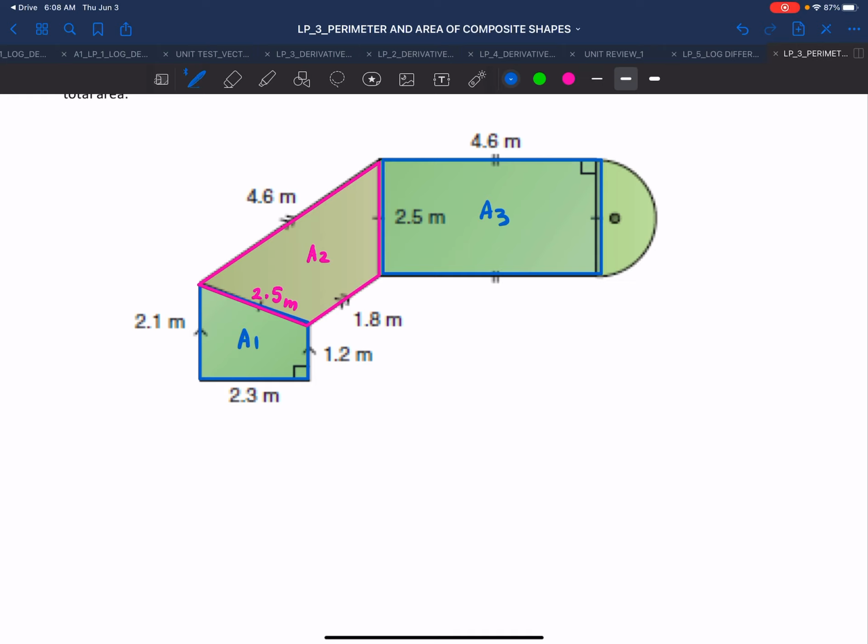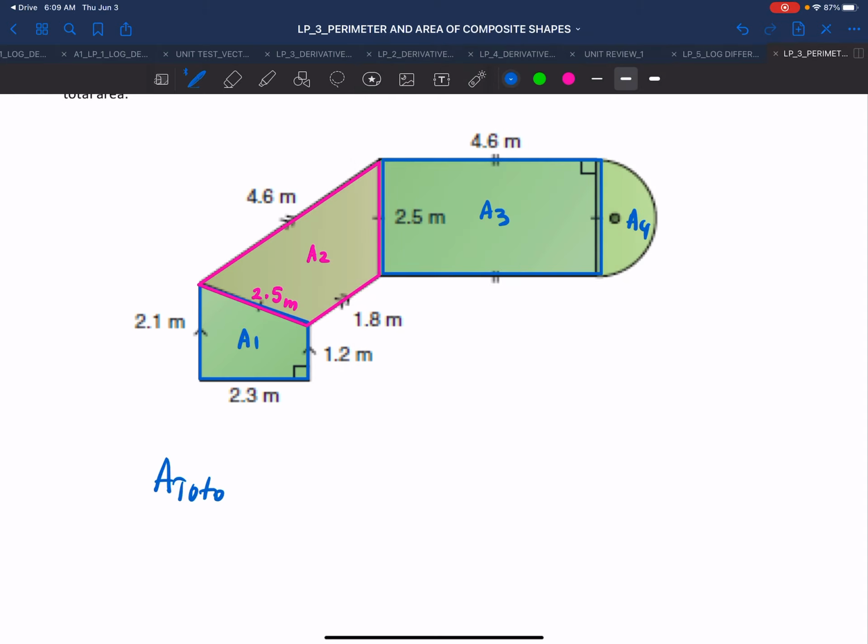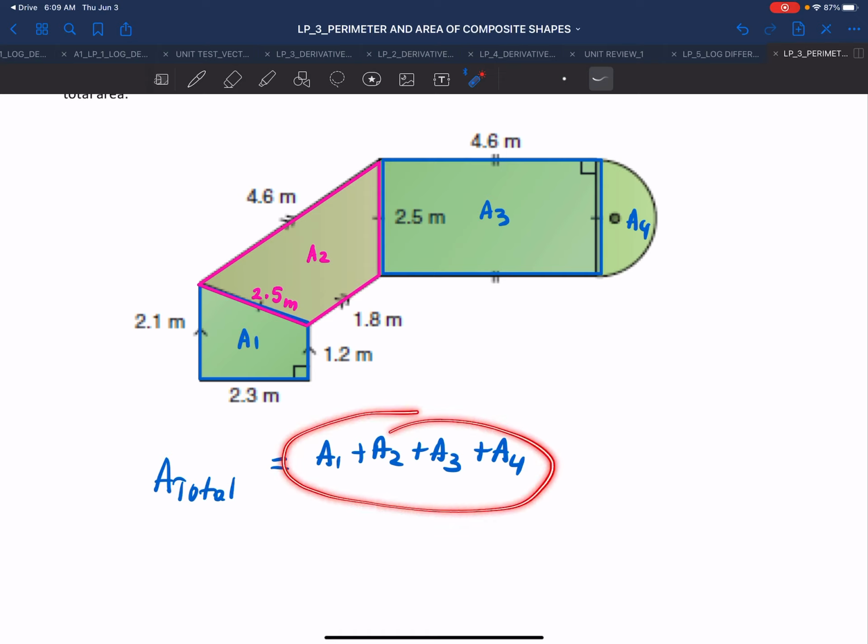And we have one last shape to include in our calculations, which is this half circle, and we'll call this A4. And we'll say that the area total equals A1 plus A2 plus A3 plus A4. Now, it is very important that all these A's that you're using here, A1, A2, A3, and A4, in the formula, they need to be put on the diagram as well, so that we can make a connection between the solution and the information we're using.